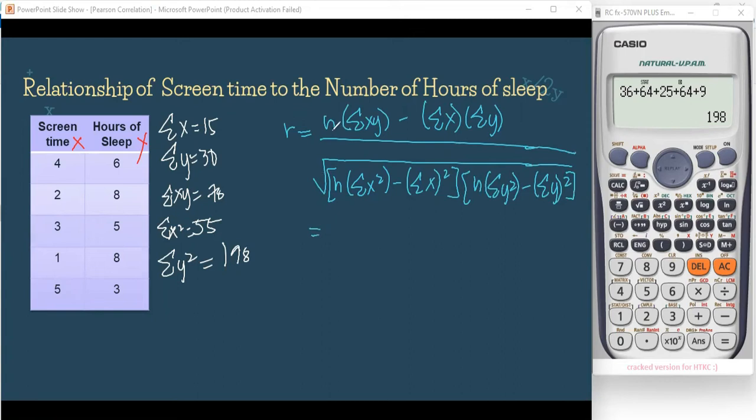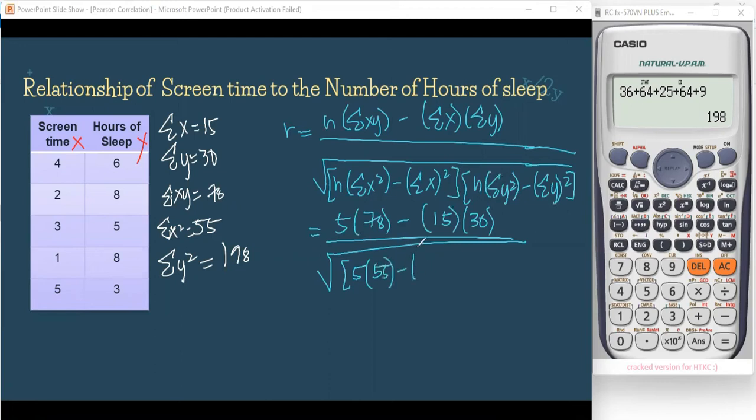So ngayon po, let's substitute the value. So there are 1, 2, 3, 4, 5. So 5 po tayo. Times what is our xy? That is 78. Minus what is our summation of x? That is 15. The summation of y, that is 30. All over the square root of, so we have here 5 again. What is our x squared? That is 55. Minus what is our summation of x? 15 squared. Times 5. Times what is our y squared? That is 198. Minus the summation of y, that is 30 squared.